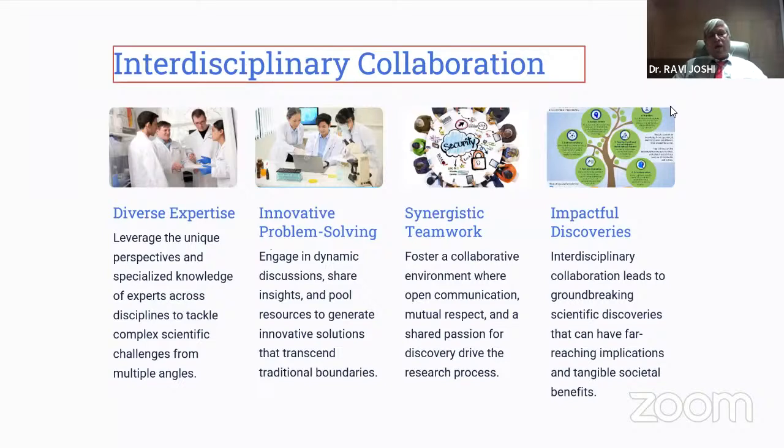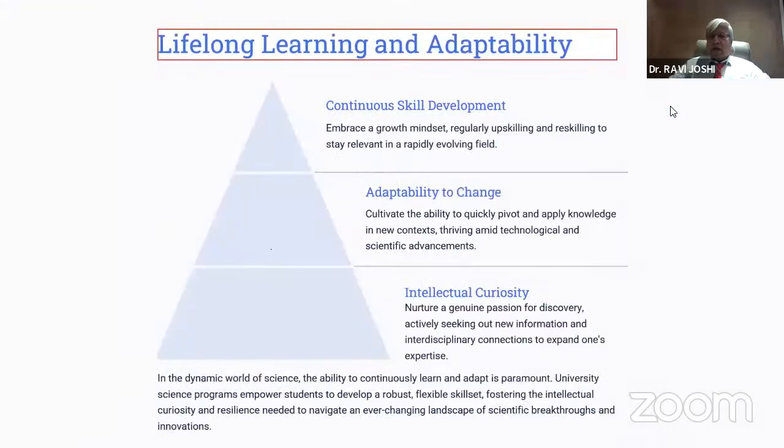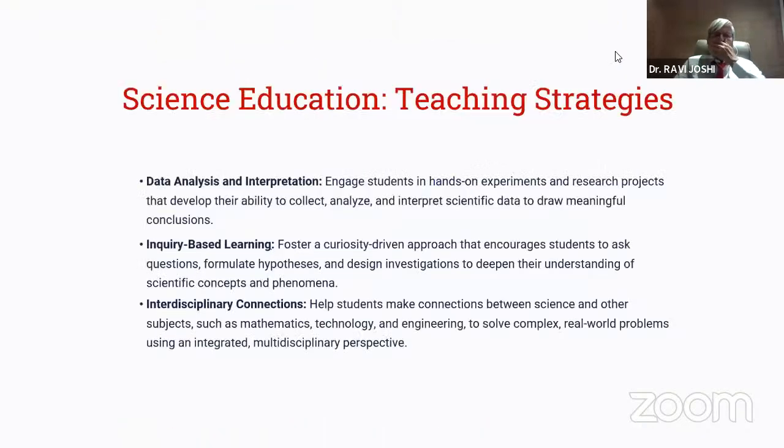So this is why we need to work on the different domains with different expertise. And as a science graduate, as we discussed in the rest of the aspects, lifelong learning and adaptability is equally important. So all this continuous development is required, adaptability is there, intellectual curiosity is there. This lifelong learning is very important for us. Now, what are the teaching strategies for science education?